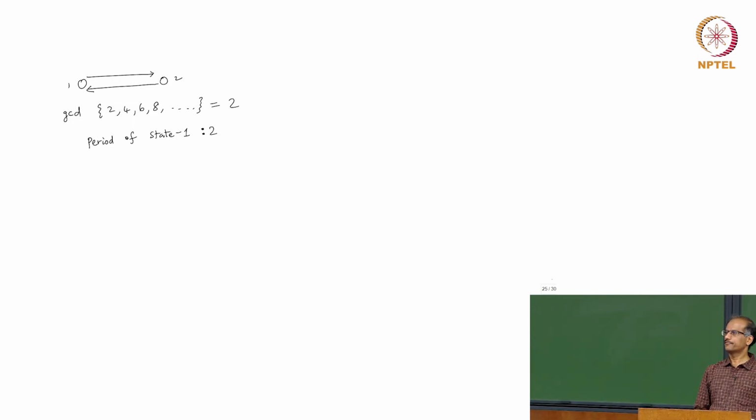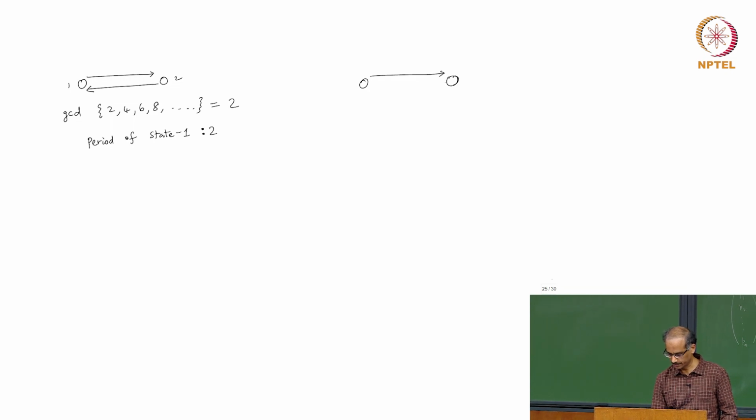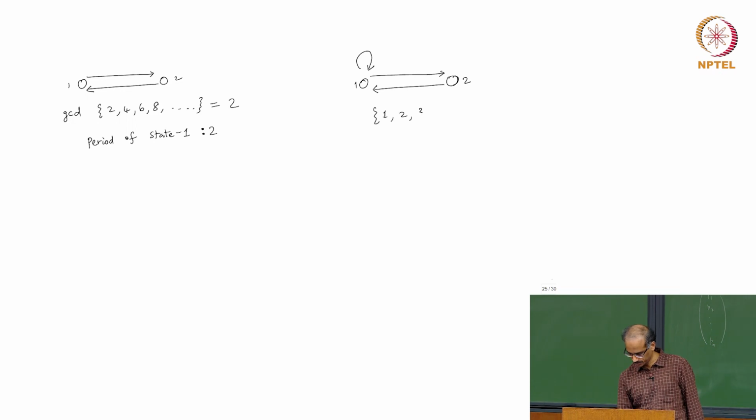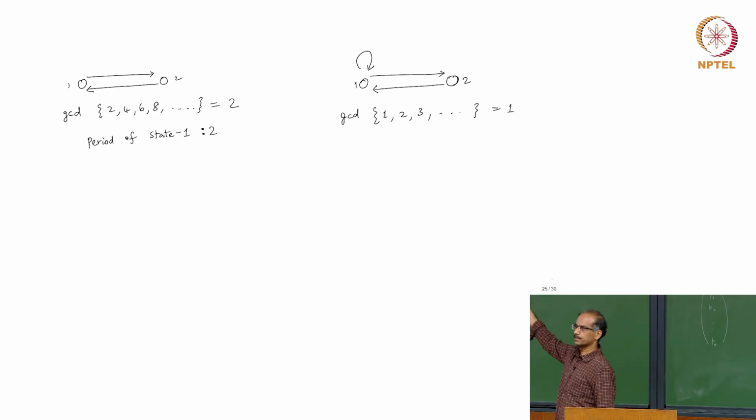But let's do a slightly different version of the 2-state problem. Suppose I have this and this. So I have 2 states, and I go here and I add a self loop. Again, this is state 1, this is state 2. Now what are the ways of starting from 1 and coming back to 1? You will have 1, 2, 3, 4, 5 and so on. Now the GCD of this is simply 1. So this is an irreducible graph by our definition.